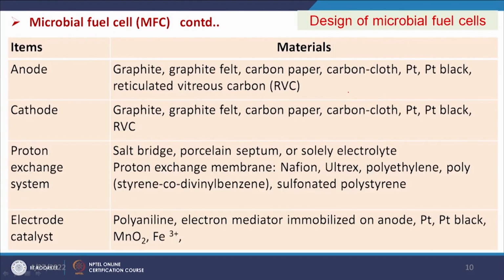So, we are seeing here the different types of mechanisms which are responsible for the transfer of electron as well as H plus ion from the anodic to the cathodic chamber, and the more the transfer of electron and H plus ion, the more will be the electricity generated in the circuit, okay, and which is desirable.